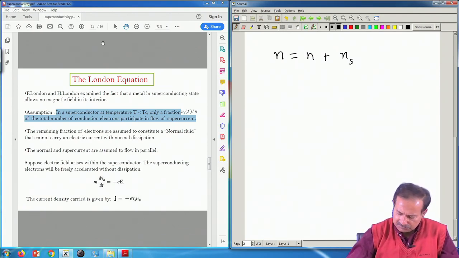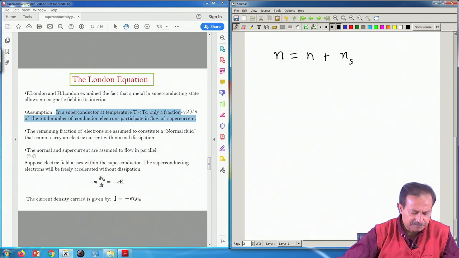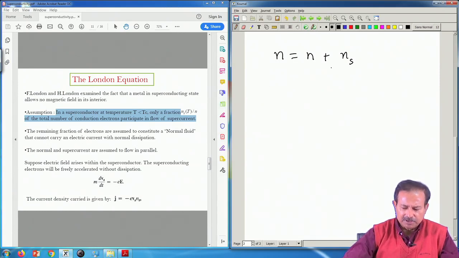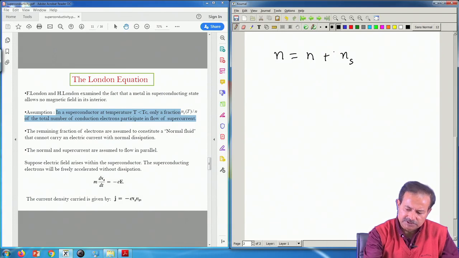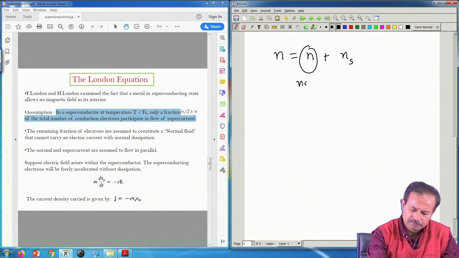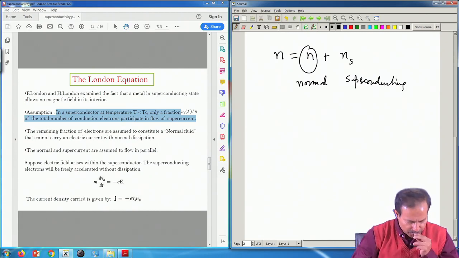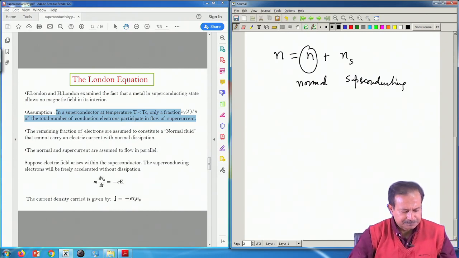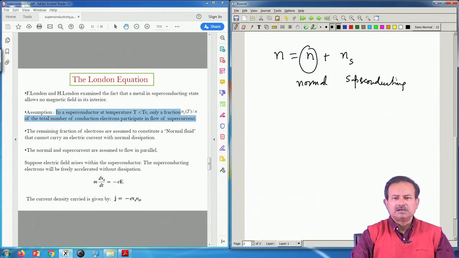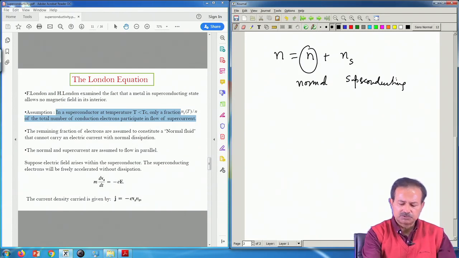So, under this assumption, they said that the remaining part, this n, remains normal and dissipative, but this is superconducting. So, this is called the superconducting fraction. So, they flow in parallel, so this is like two channels, and since one channel has no resistivity, it just shorts it. So, you will find 0 resistance still.